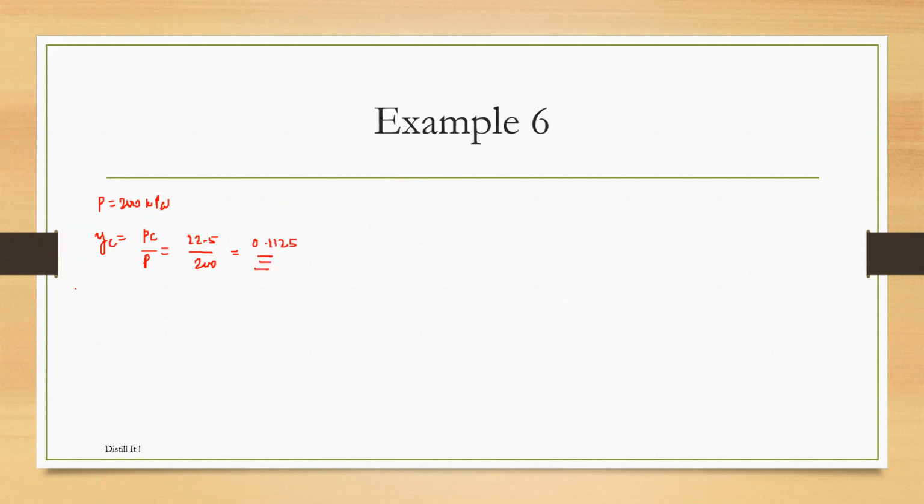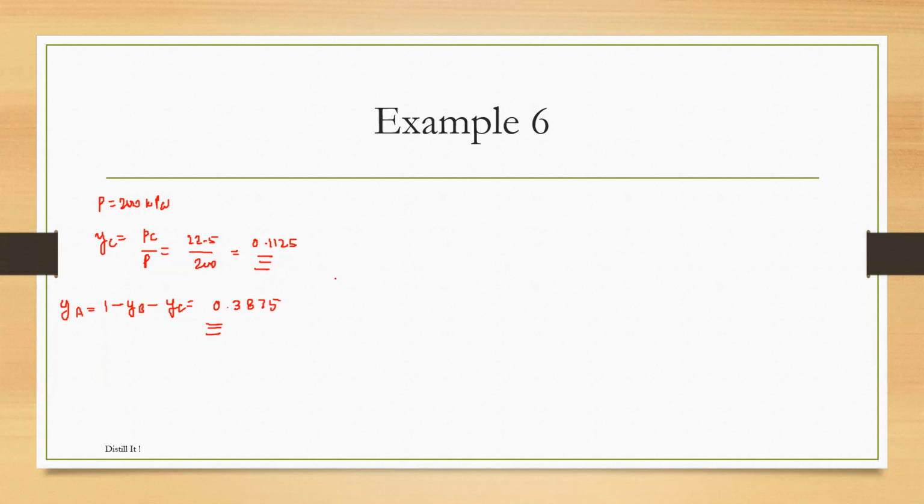All right. So since we have got YC, therefore getting YA is very easy. 1 minus YB minus YC. So YB is given to be 0.5. YC we have calculated 0.1125. Hence YA we will get as 0.3875. This is YA. That's all that was there in the question.